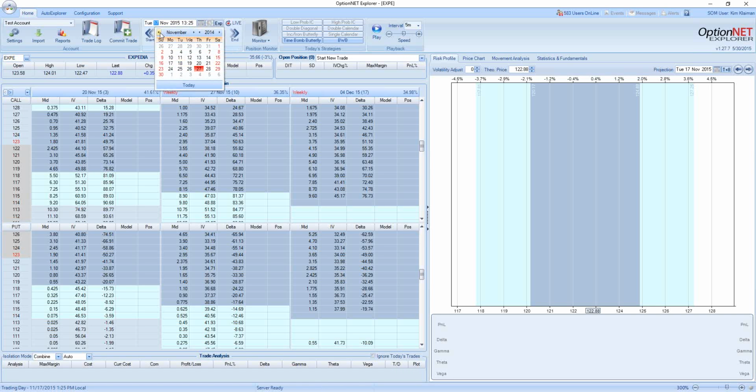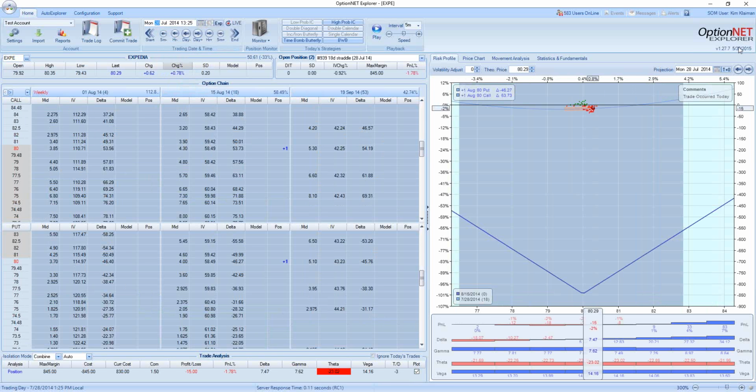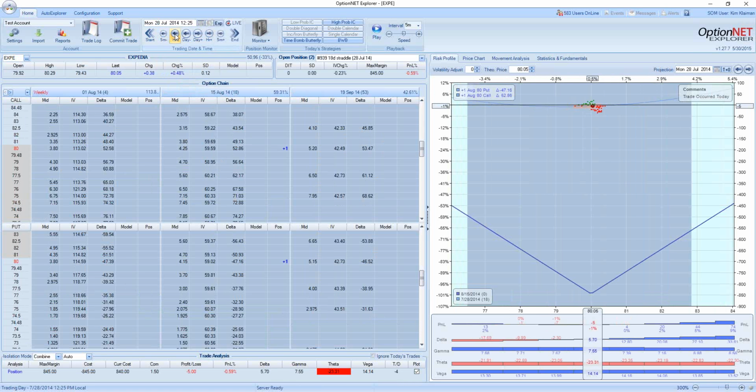And we go to July 28. Here we go. Okay, so this is the straddle that we bought the same day. We paid $845, and the earnings were expected to be on the Thursday, so 3 days later.